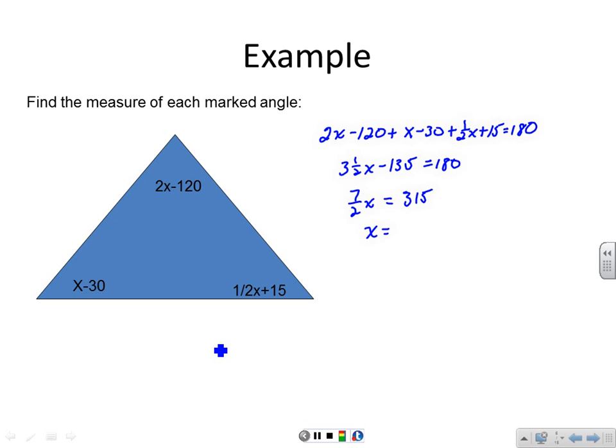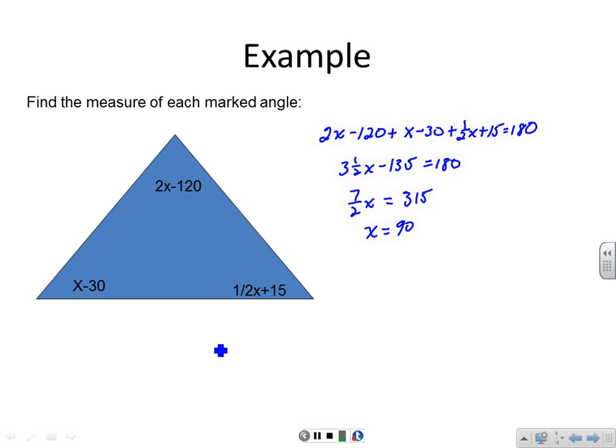Now, to get x, you have to know how to get rid of a fractional coefficient. You can use your calculator and do 315 divided by 7/2, or you can multiply by the reciprocal, which is what I'm going to do. So we'll have 315 times 2 divided by 7, that's going to be 90. So x is equal to 90.